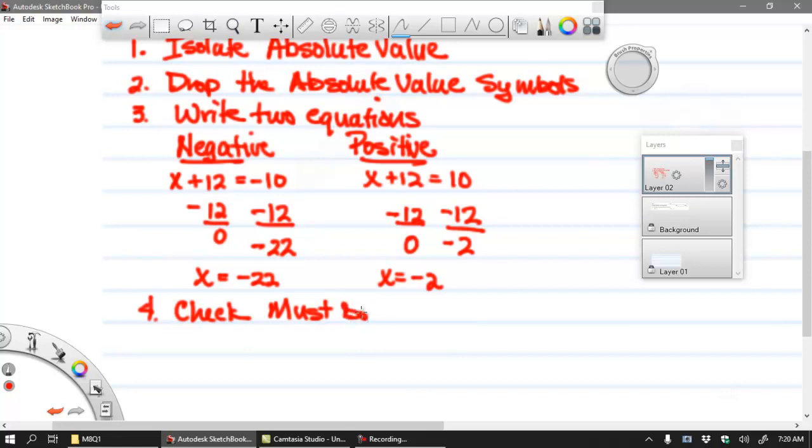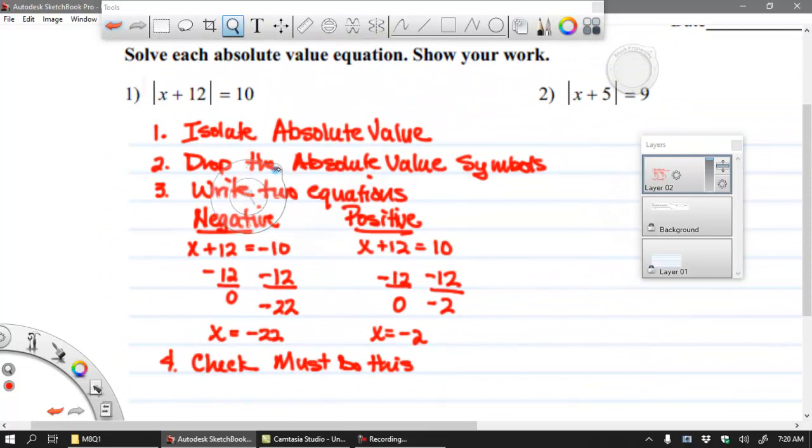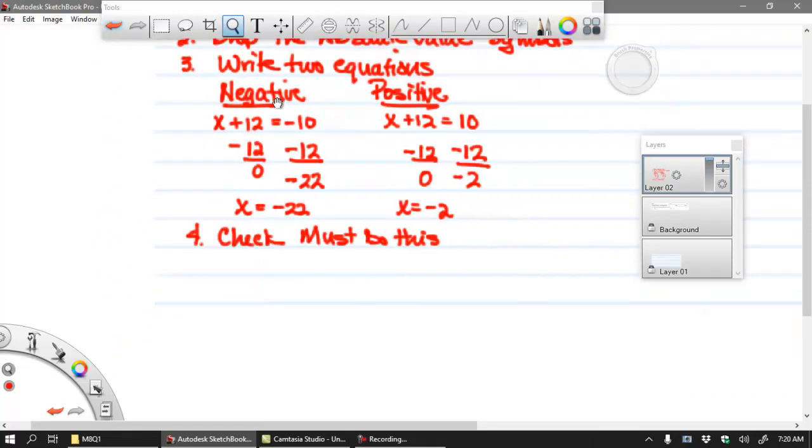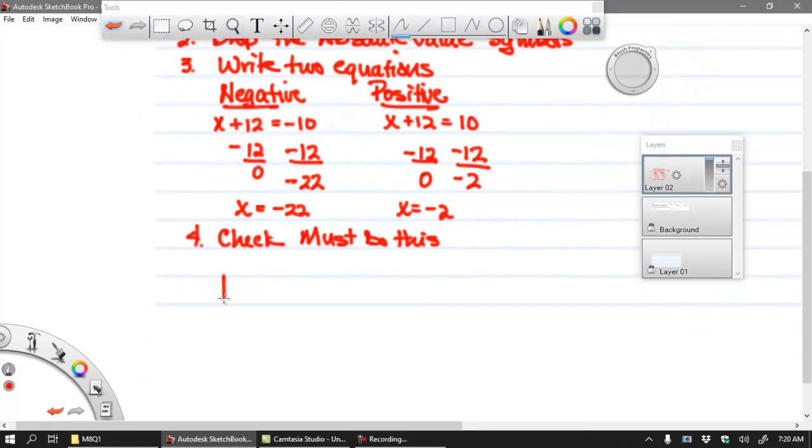You must do this, because sometimes you can get an answer that doesn't work, which is kind of strange because we don't have that very often. Okay, so here's my original equation, so I'm going to check it. I take the absolute value of -22 plus 12, which has to be equal to 10. Now these two numbers are going to be different numbers. So -22 plus 12 gives me a -10. The absolute value of -10 is its distance away from 0.